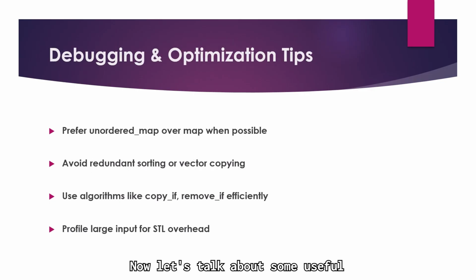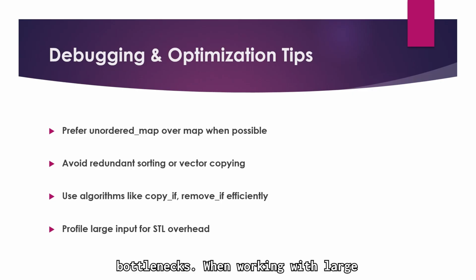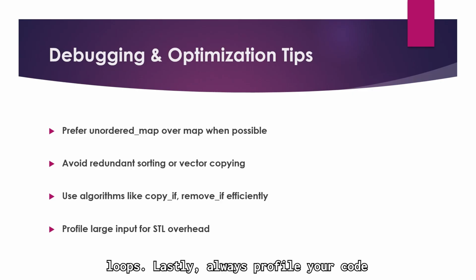Now let's talk about some useful debugging and optimization tips. First, prefer using unordered map over map when you don't need the elements to be ordered, as it offers faster access times. Avoid unnecessary copying or sorting, especially when working with large datasets, as this can lead to performance bottlenecks. When working with large data, take advantage of STL algorithms like copy_if and remove_if to simplify your code and reduce the need for manual loops. Lastly, always profile your code with large inputs to catch any performance issues early and fine-tune your solutions.